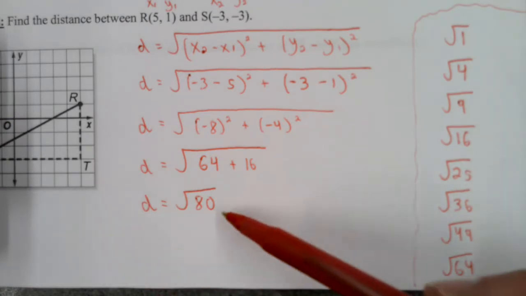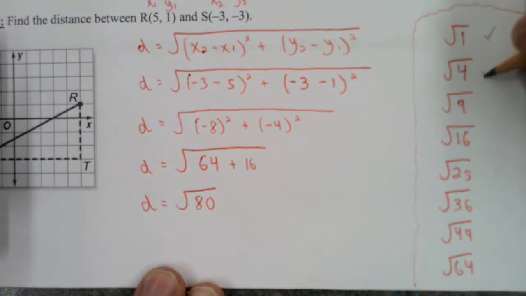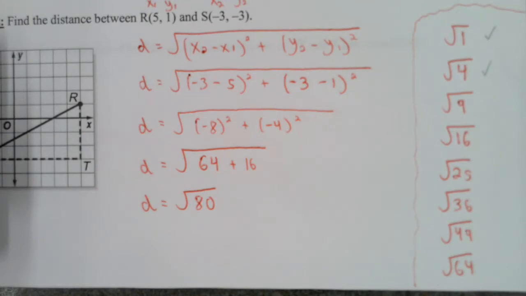To simplify the square root of 80, you have to figure out, are any of these numbers factors of 80? And if so, choose the biggest one. So 1 is a factor of 80. You can ignore 1 because that's kind of meaningless for now. 4 is a factor of 80 because 4 times 20 is 80. 9 is not a factor of 80. 16 is a factor of 80 because 16 times 5 equals 80.